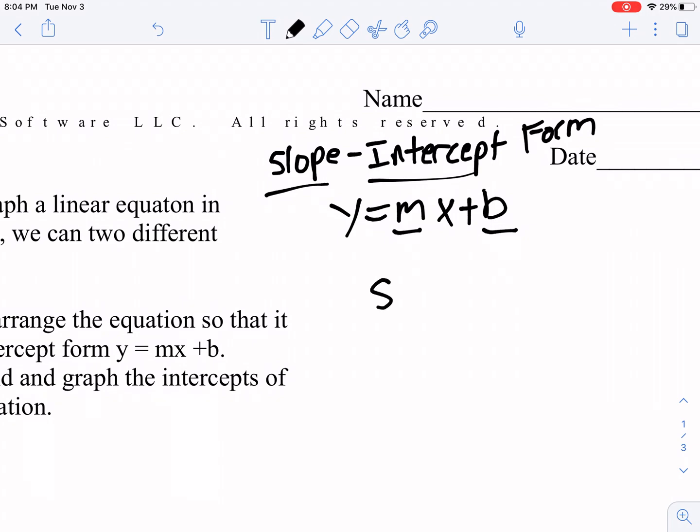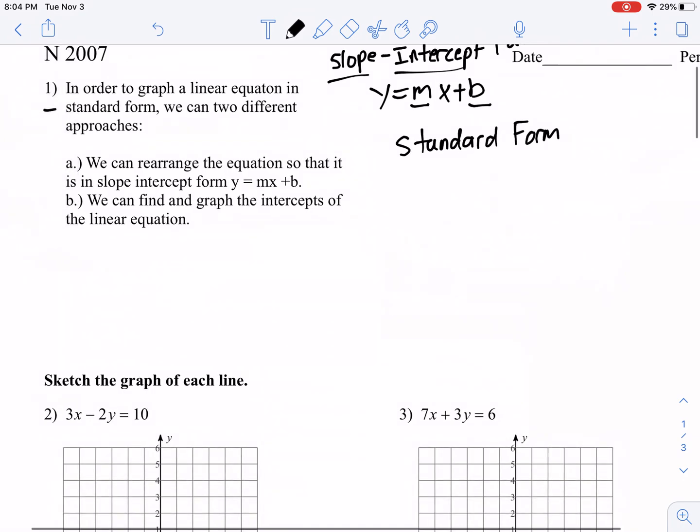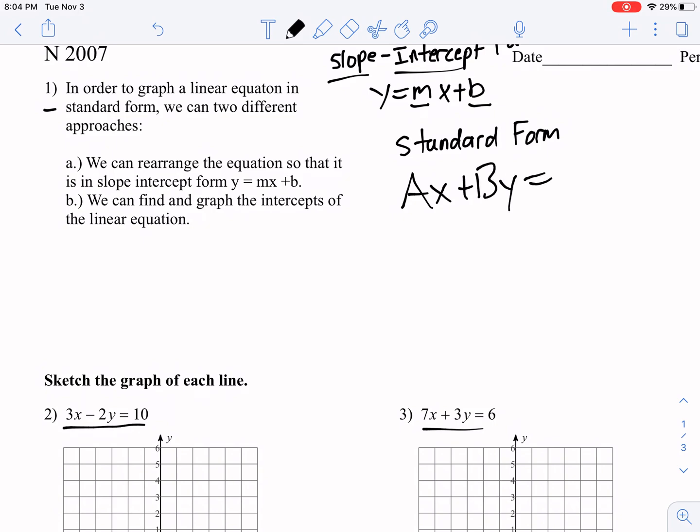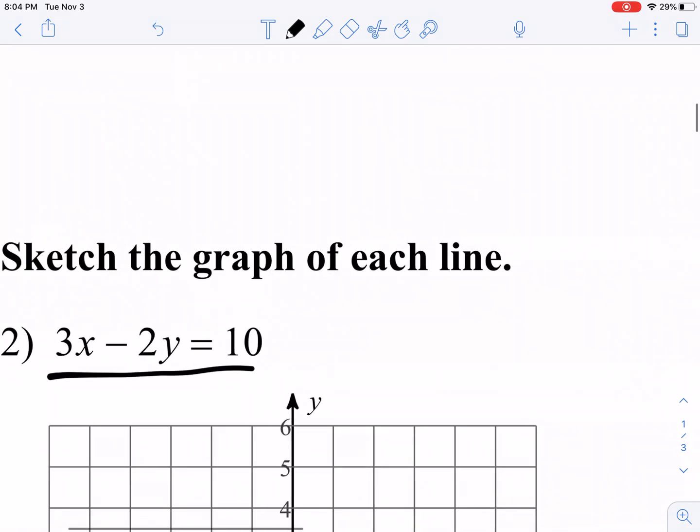Now, what we want to graph is standard form. Standard form is going to look like these guys here, where we have ax plus by equals c, where a, b, and c are just some real numbers. For instance, in this example, a would be 3, b would be negative 2, excuse me, and c would be 10. So they're just some real number values, okay?